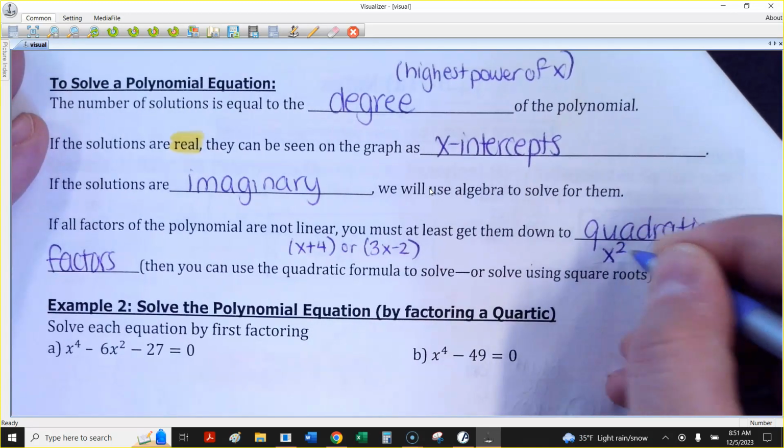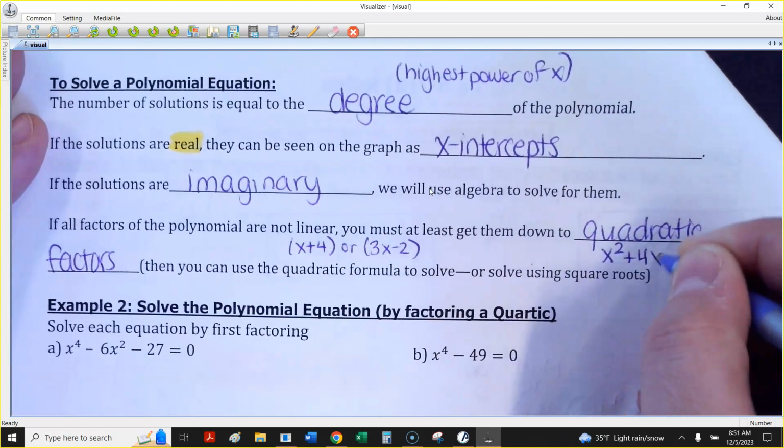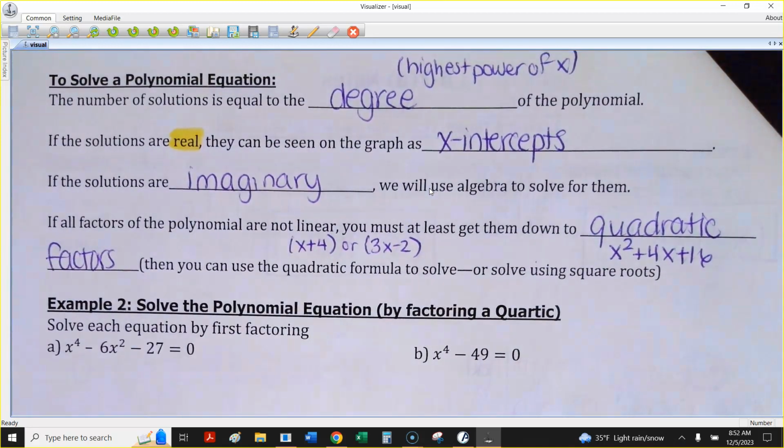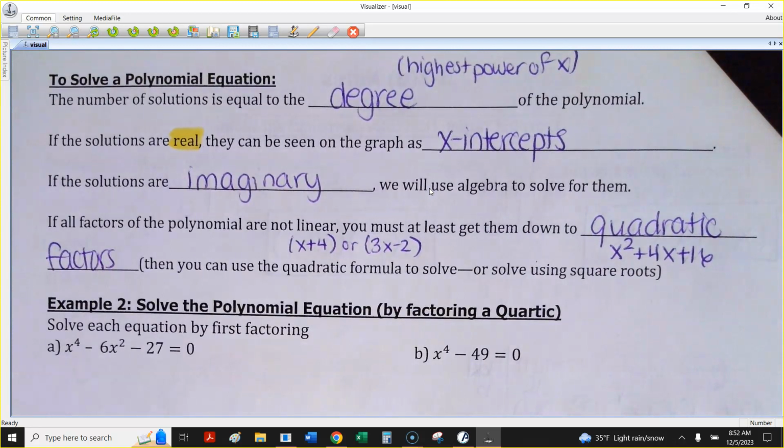And then quadratic factors like we had yesterday, I'm just making something up, like x squared plus 4x plus 16 or something like that. That's quadratic. It just means it has an x squared. If we can at least get it down to a quadratic, we can always use the quadratic formula, or in some cases, which you're going to see today, you can actually just use square roots, which is what we're going to do for these questions down here. All right, is anybody having a question at the moment?